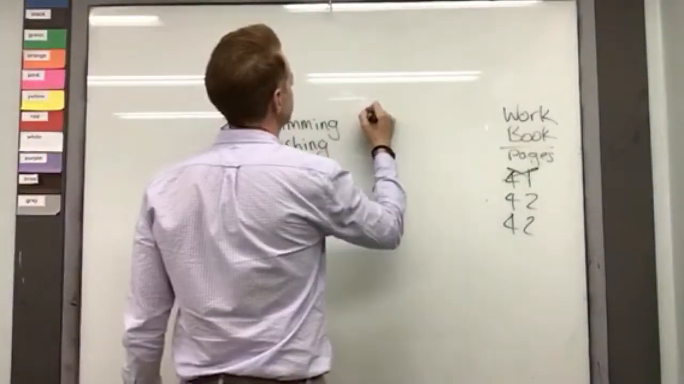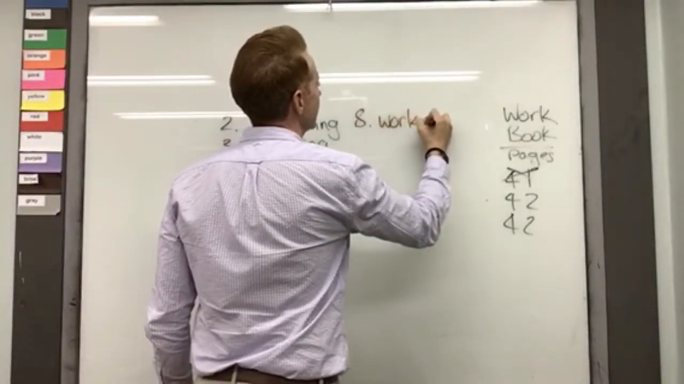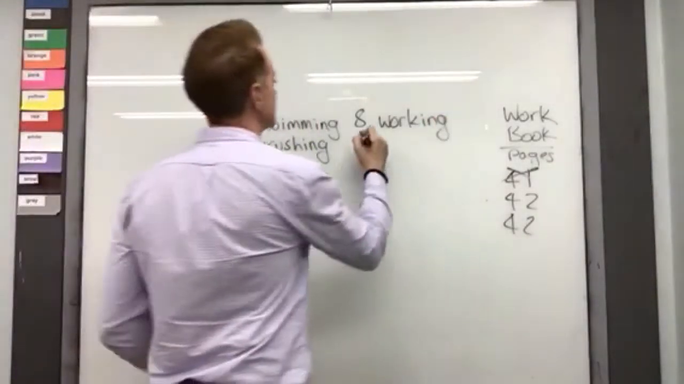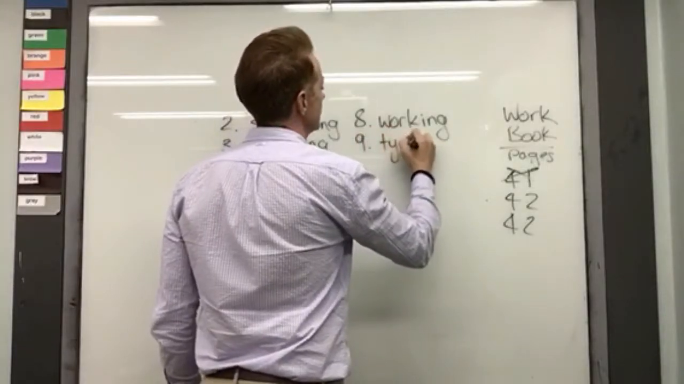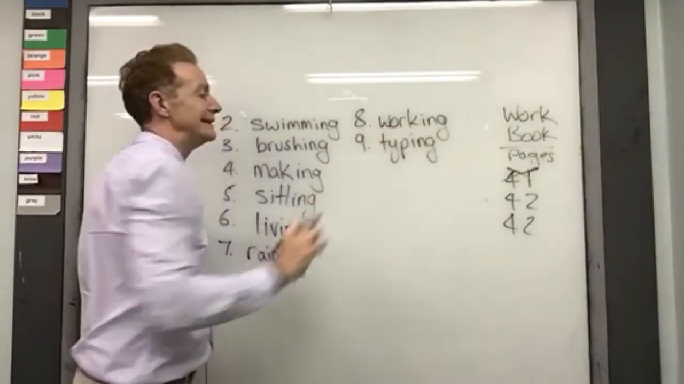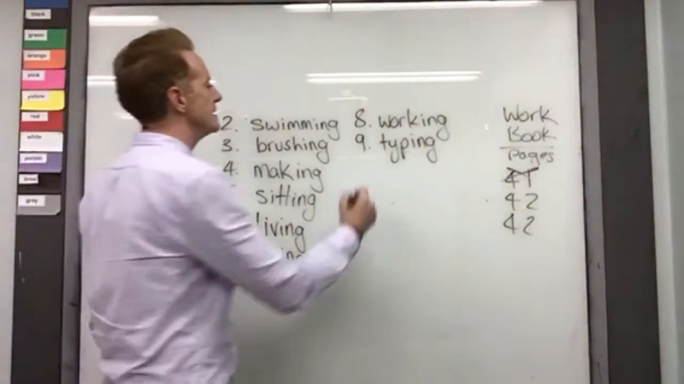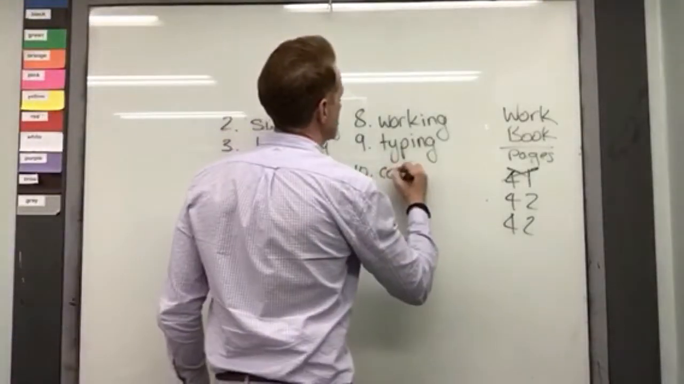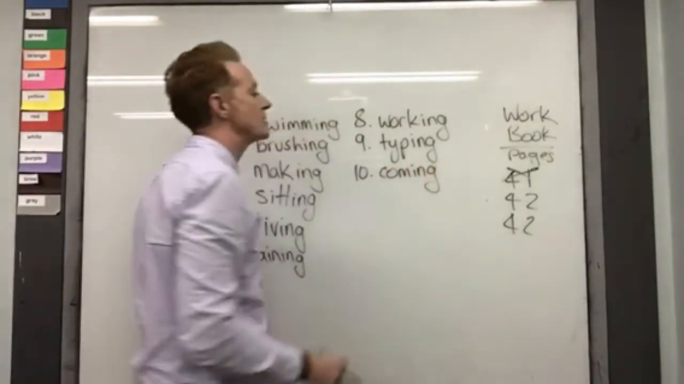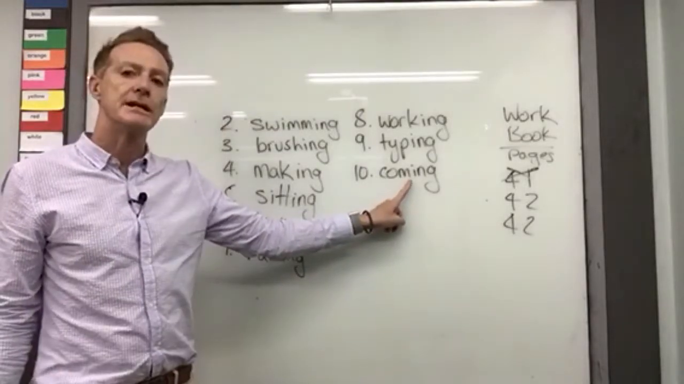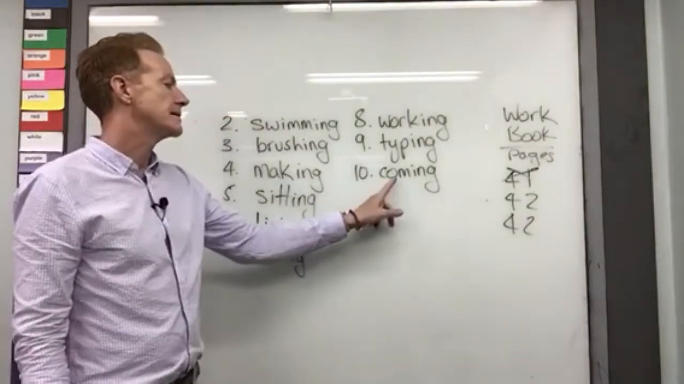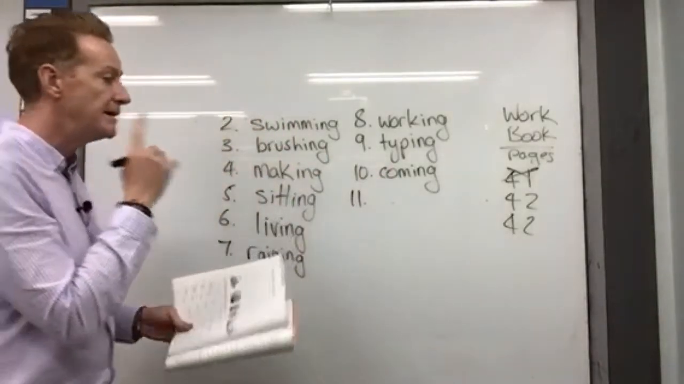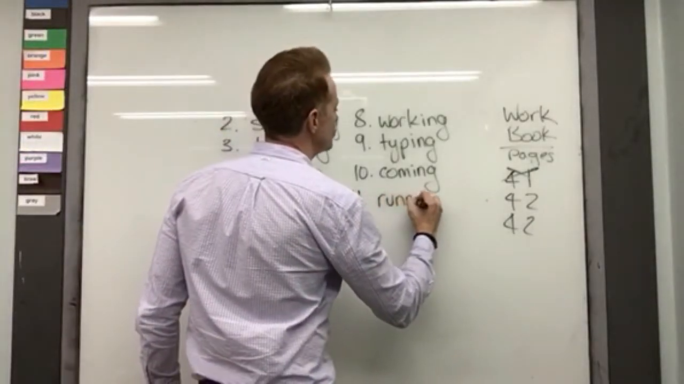Number 8, work. Working, just add I-N-G. Number 9, typing. I am typing on my computer. T-Y-P-I-N-G. No E. Drop the E. Number 10, come. My friend is coming to my house. Again, no E. Make sure you drop the E. Coming, C-O-M-I-N-G. Number 11, run. We did this one before. Running, 2 N's.